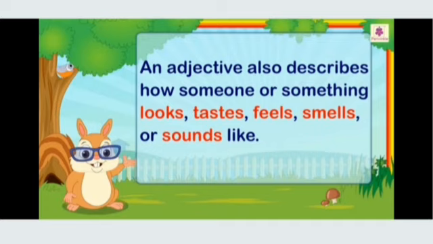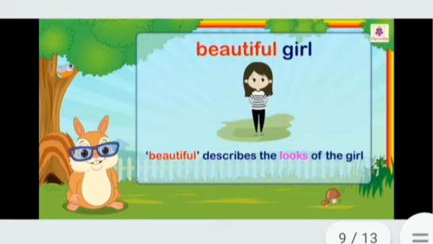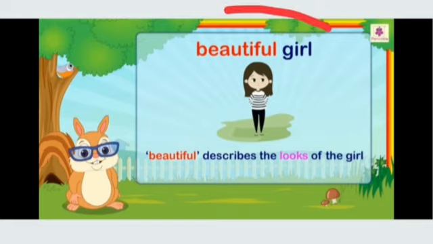Again, same things here. An adjective also describes how someone or something looks, tastes, feels, smells or sounds like. Okay. So here you can see with examples, with pictures. This one. Beautiful girl. Yes. Beautiful describes the looks of this girl. Girl is a naming word, noun. But beautiful is an adjective. So the word beautiful describes. She is beautiful.